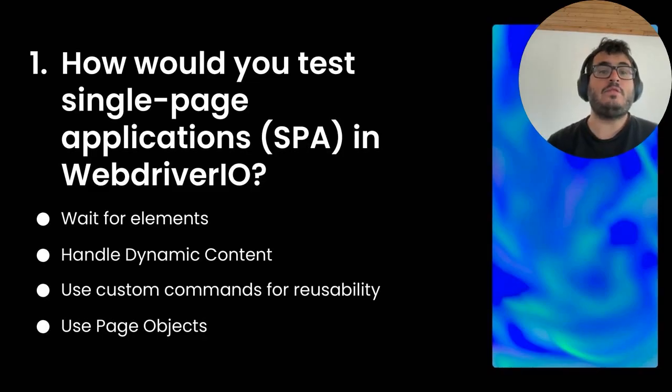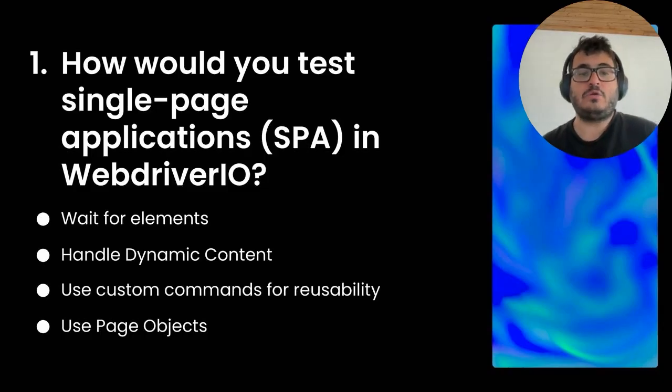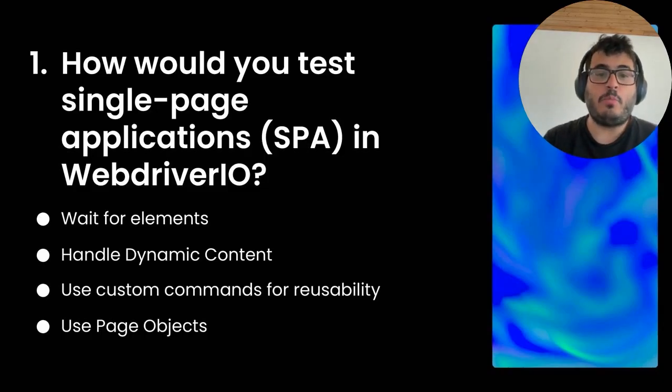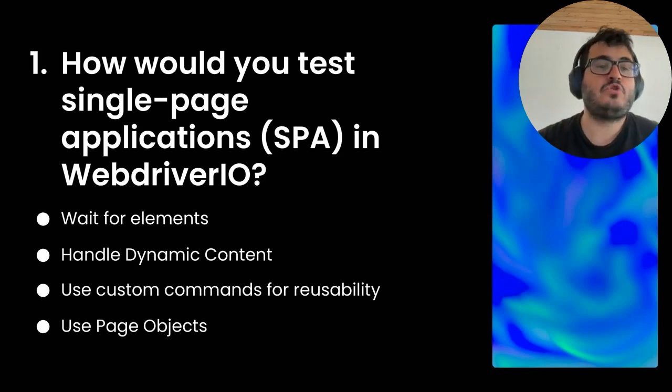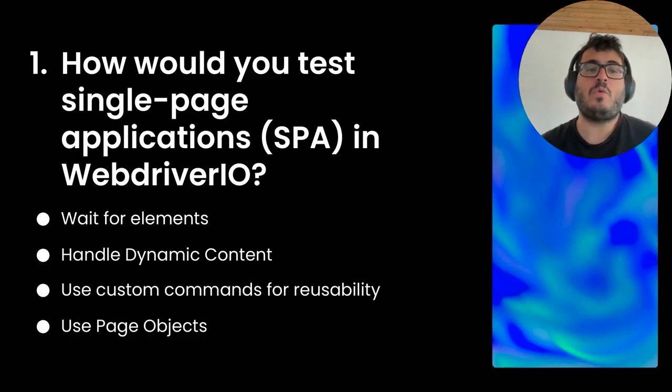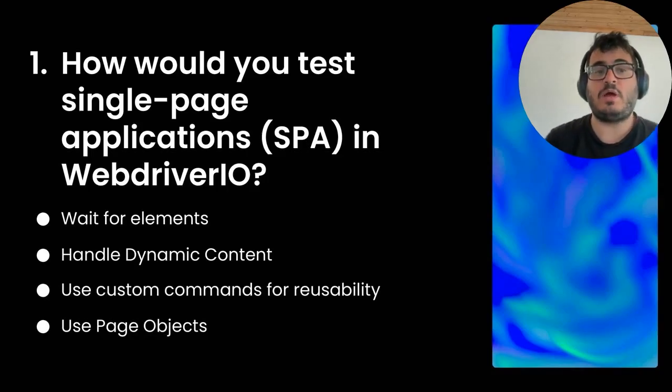So here you need to handle this in a dynamic way because SPAs often load data asynchronously. So create reusable components and commands. I want to have common functionality covered for SPAs, like logging in, navigating, and waiting for some route to change, which is dynamic content. And organize your SPAs into the page object model. Why? Because we need to keep our code clean and maintainable. That would be the best answer when it comes to this question.